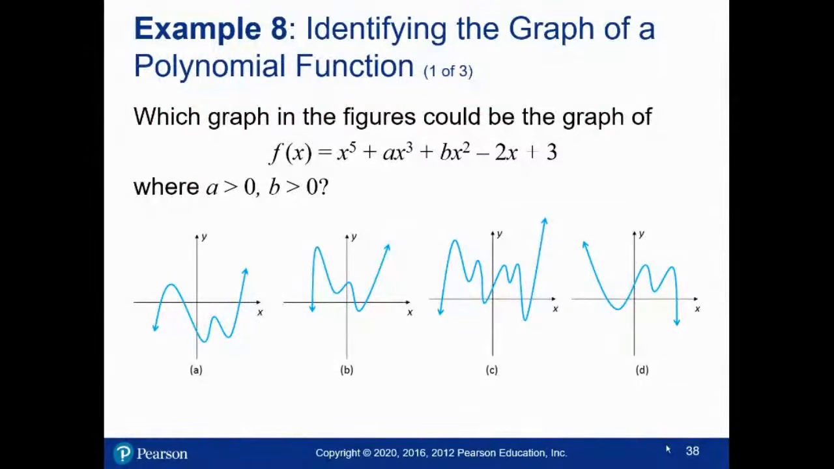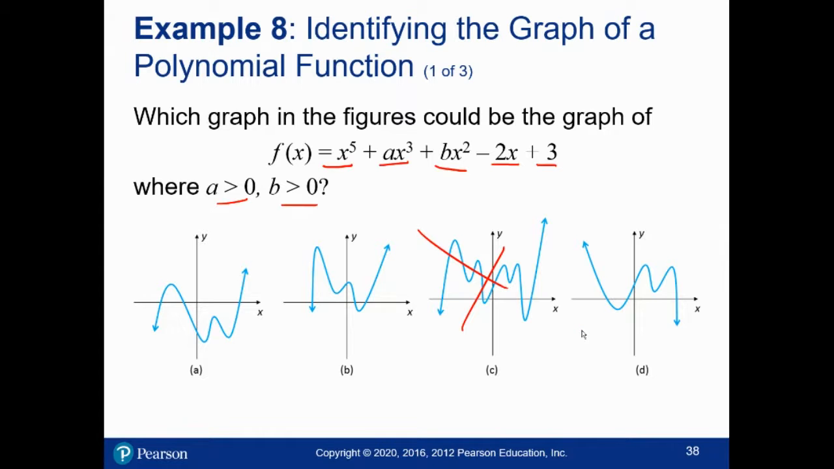Okay, so let's look at some examples. Which of these could possibly be the graph of x to the 5th, plus ax cubed, plus bx squared, minus 2x plus 3, where a is positive and b is positive? Well, it's a degree 5 polynomial, so how many turning points could it possibly have? At most 4, which means this one's out. That has way too many turning points. That cannot be the graph of a degree 5 polynomial.